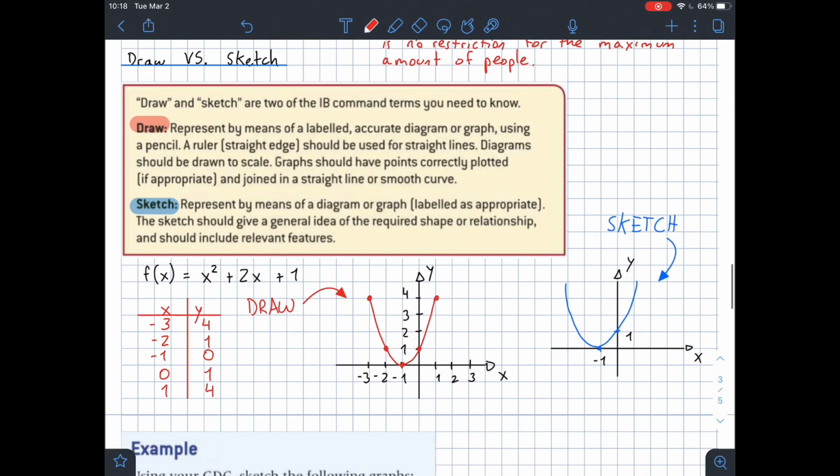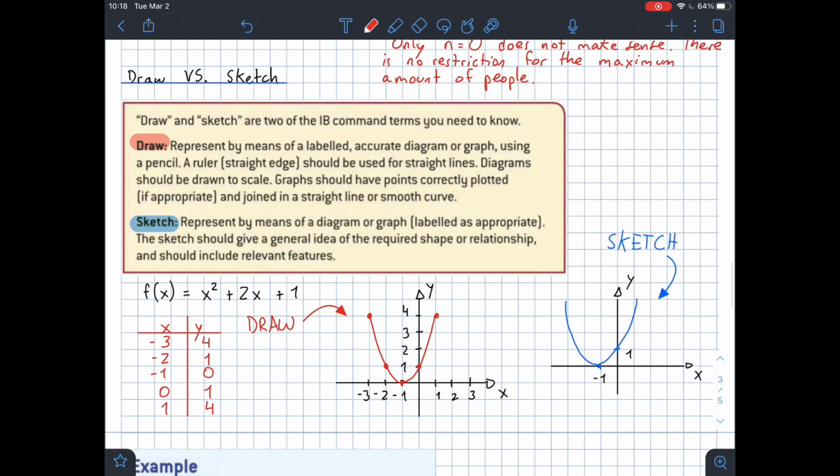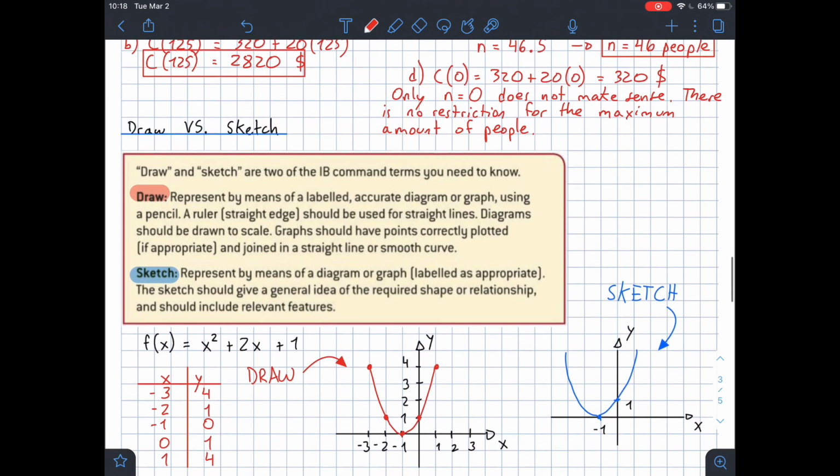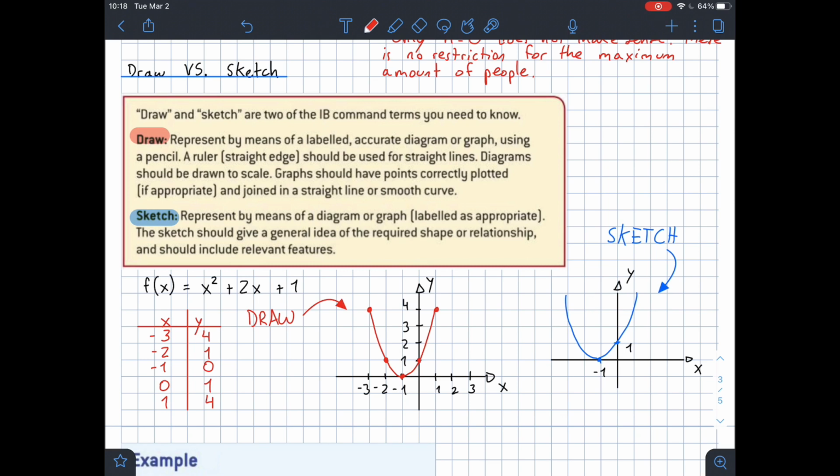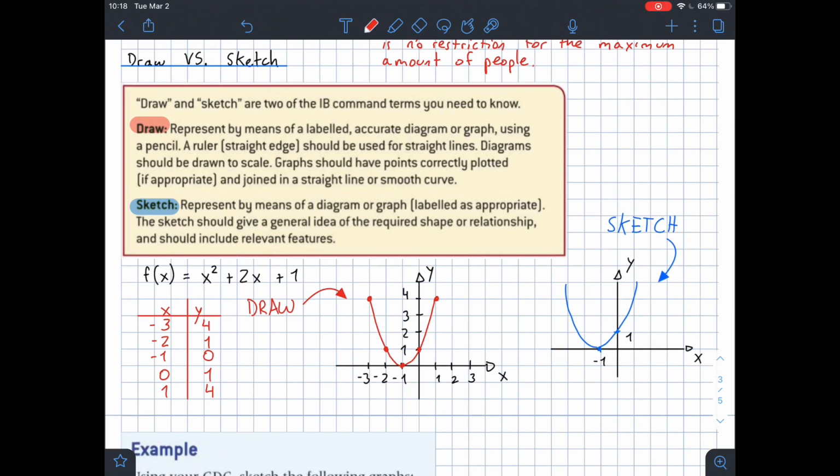Okay, finally, we're going to see briefly the difference between draw and sketch, which are two terms that are used a lot in the IB problems, okay? You need to know this difference because there's a huge difference in time when we talk about draw and sketch. So it says draw and sketch are two of the IB common terms you need to know. Draw: represent by means of a labeled accurate diagram or graph using a pencil. A ruler, straight edge, should be used for straight lines. Diagrams should be drawn to scale. Graphs should have points correctly plotted, if appropriate, and joined in a straight line or smooth curve.